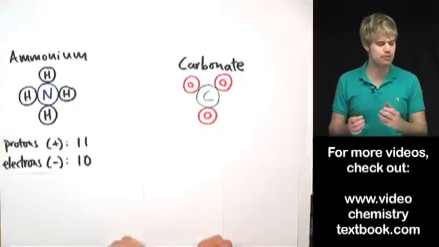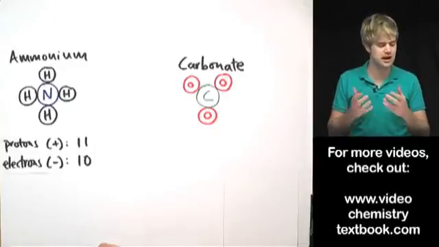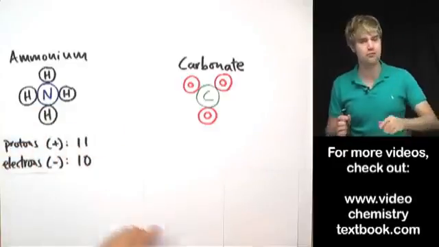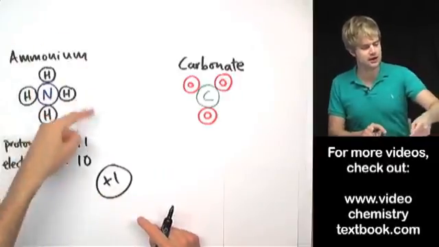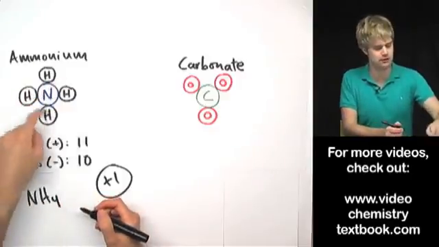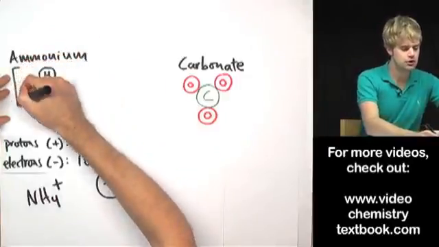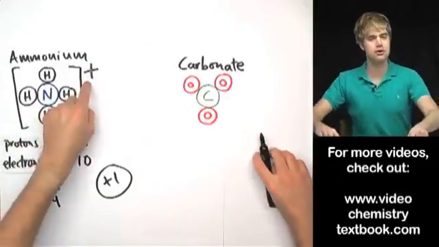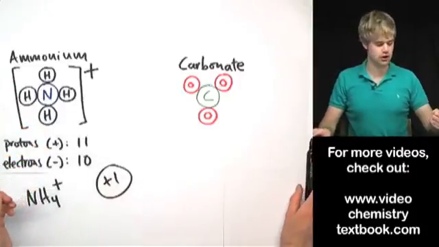So these two numbers don't balance out. I have more protons than electrons, which means that I have more positive charge. I have a net charge of 1+ because I have one more proton. So my net charge here is 1+, and I can write the formula for this polyatomic ion as NH4+, because I have a nitrogen and 4 hydrogens, with a +1. I usually will also take the structure of this ammonium and put the whole thing in brackets and put a plus outside to indicate that this whole group of atoms together has a positive charge.